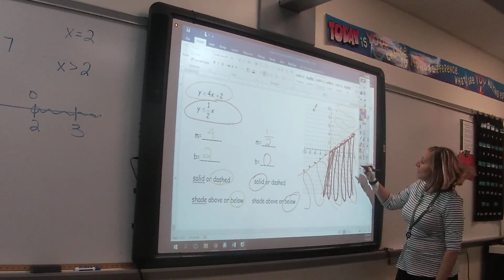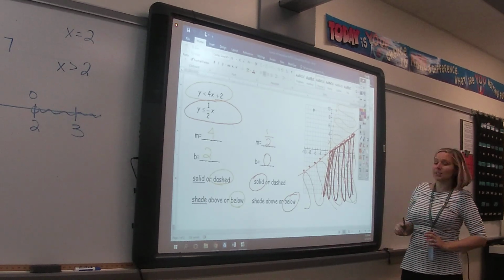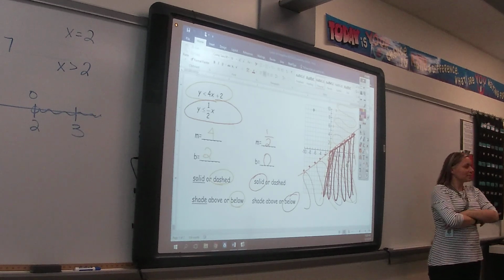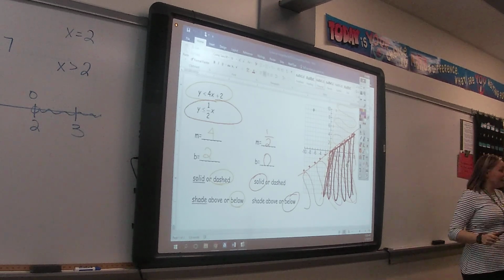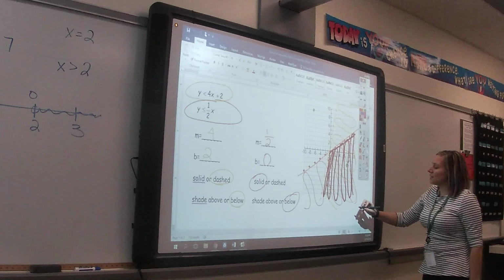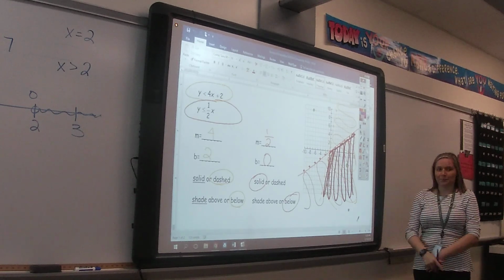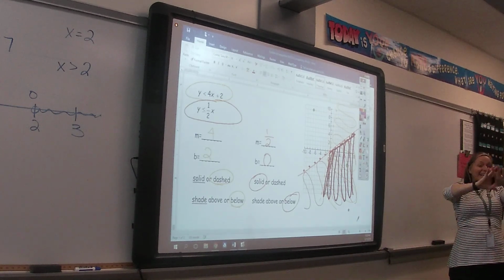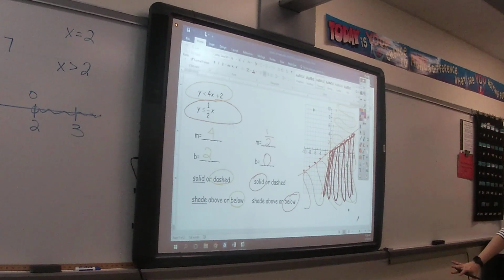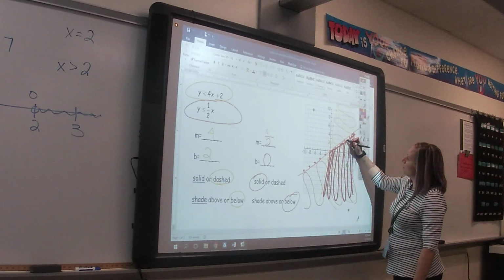Does it have to be on the line? Is this an answer? Yes. Why? Because it's in that area. Okay. Is this an answer? Yes. It's just extended. Yes, because that shading would continue down. Excellent.